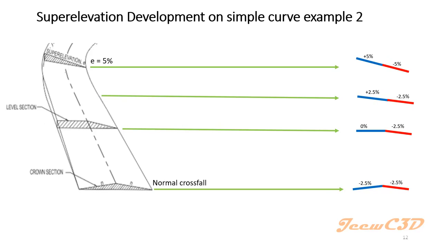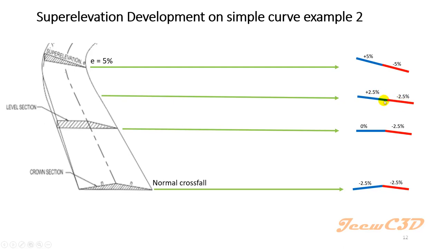Now you can look at how this is developed. In the normal cross fall, you have minus 2.5 and minus 2.5. Then, with some distance, the left side increases but the right side remains the same. At one instance, both sides become minus 2.5 and plus 2.5. That means the same super elevation but different signs, minus 2.5 and plus 2.5. In this location, we call this reverse crown. Both super elevations are equal but the sign is different.